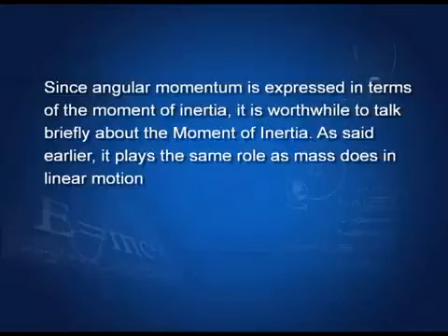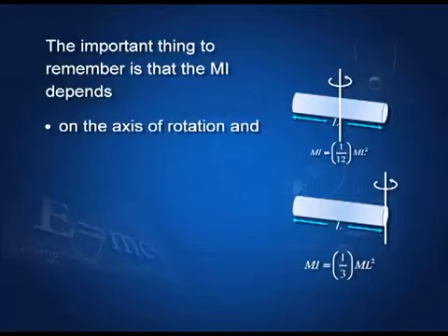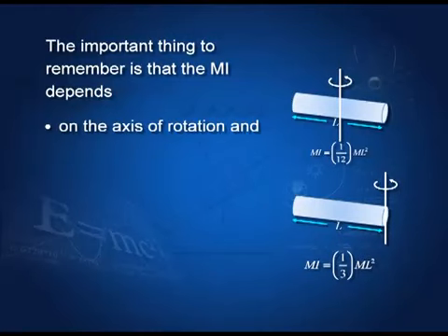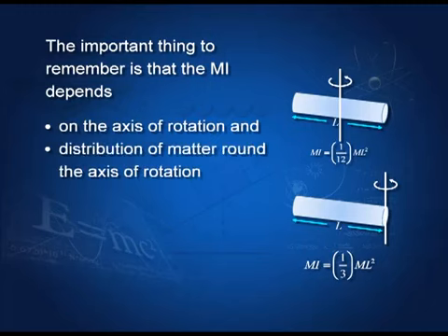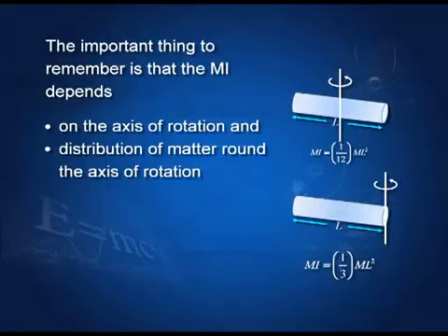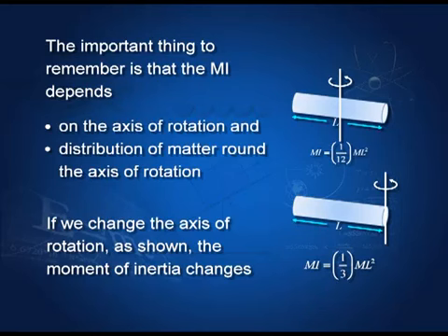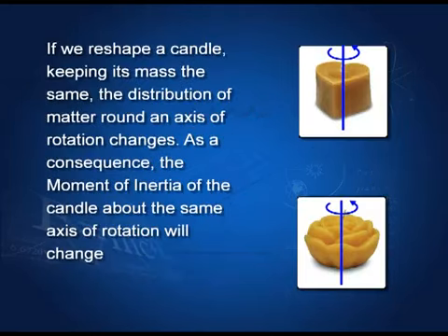Since angular momentum is expressed in terms of the moment of inertia, it is worthwhile to talk about moment of inertia very briefly. Moment of inertia, first of all, depends upon the axis of rotation. You change the axis of rotation, moment of inertia changes. It also depends upon the distribution of matter around the axis of rotation. If you change this distribution of matter around the axis of rotation, then the moment of inertia also changes. You can see that the upper one is a wax, and in the heart shape, here we have reshaped the same amount of wax, and the distribution around the axis of rotation has changed. Therefore, its moment of inertia also has changed.